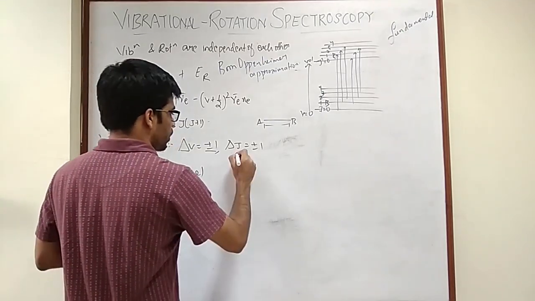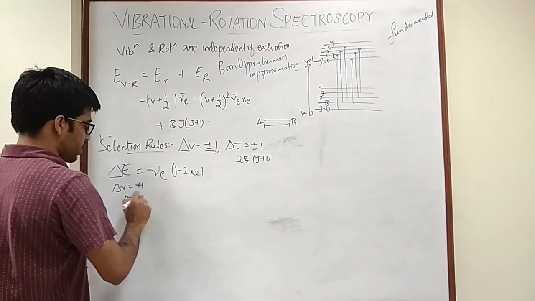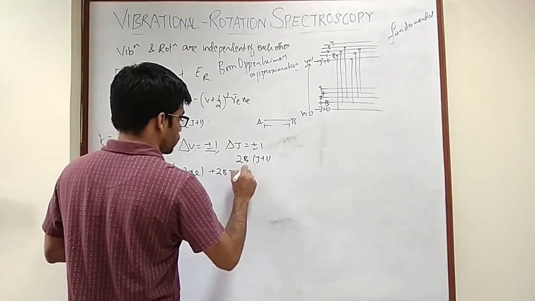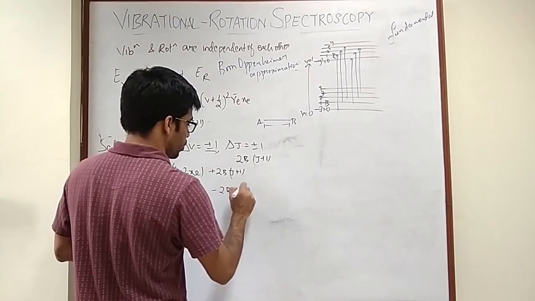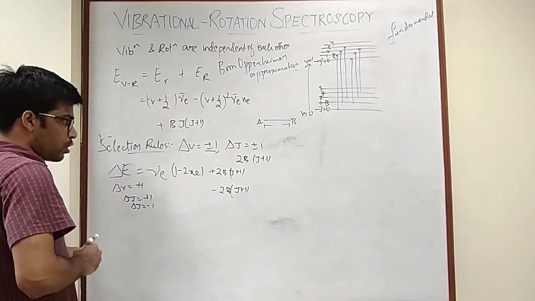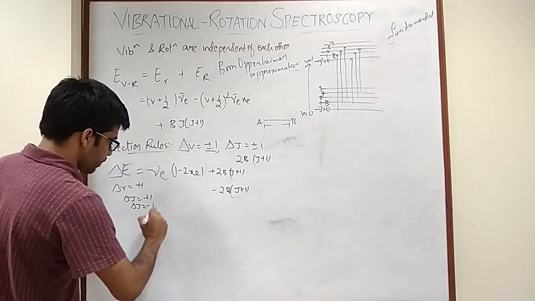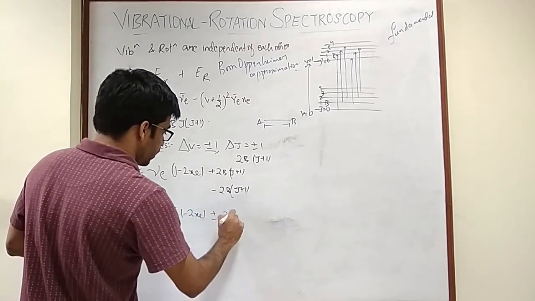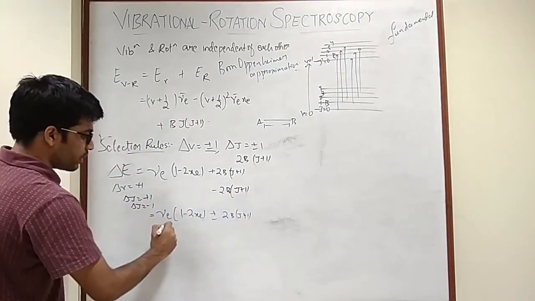Now we know for delta J plus minus 1 we get 2B(J plus 1). Let's say I'm considering the case of delta J equals plus 1. So this will be plus 2B(J plus 1). And if I'm considering the case of delta J equals minus 1, this will simply be minus 2B(J plus 1). Okay, fine. So that would mean I can rewrite this formula as mu e (1 minus 2xe) plus minus 2B(J plus 1). So 2B(J plus 1) will get deducted from this quantity.